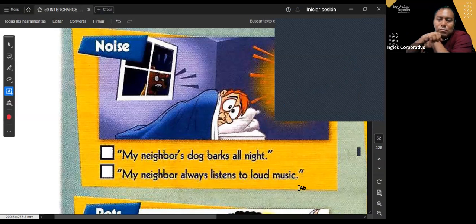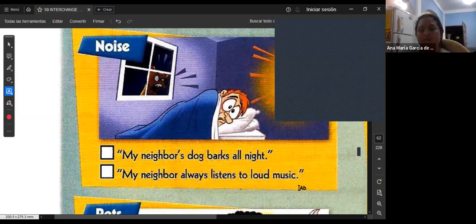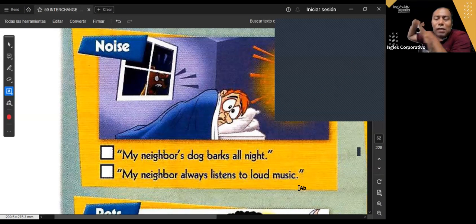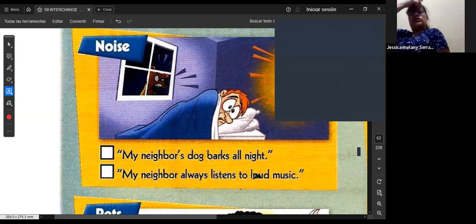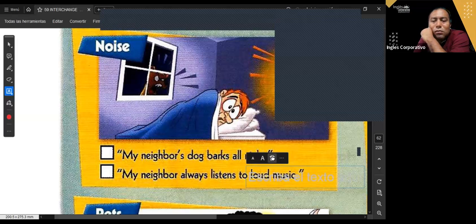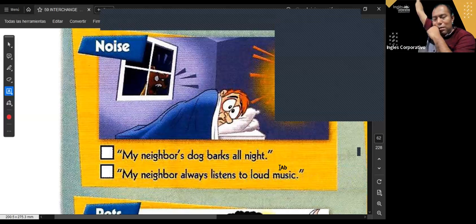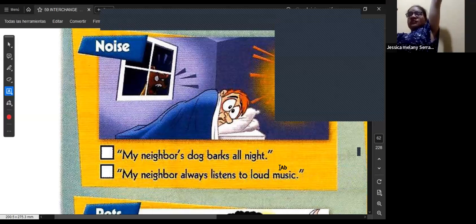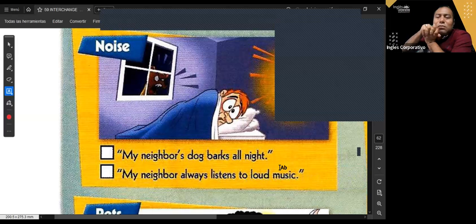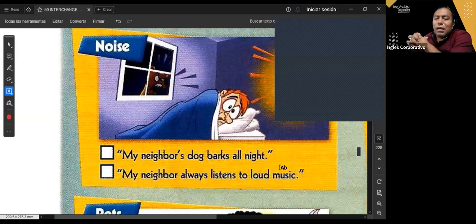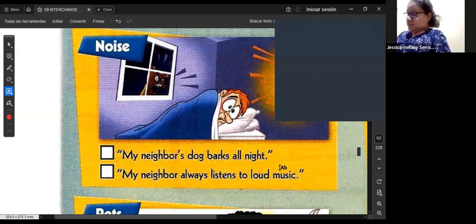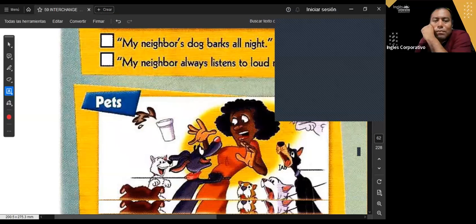My neighbors always listen to loud music. Loud music, right? What is loud music? Loud is a synonym for high, but not high in height. Like I listen to rock music in the early morning. So it's like a synonym for high. High music. Okay. Alta. Now the next one, pets.